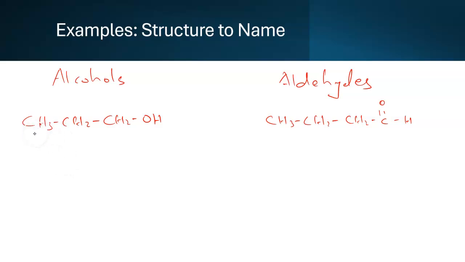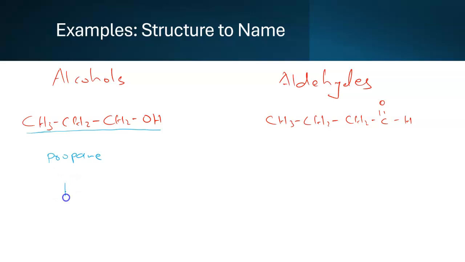Next class is of alcohols. First select the longest chain. So there are 3 carbons. It will be propane. It is a basic compound, that is propane, and it is having a hydroxyl group, that is alcohol.